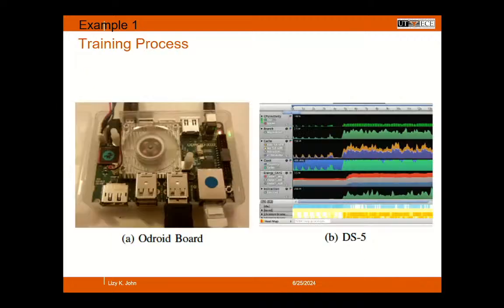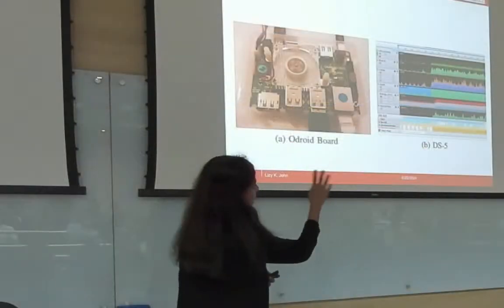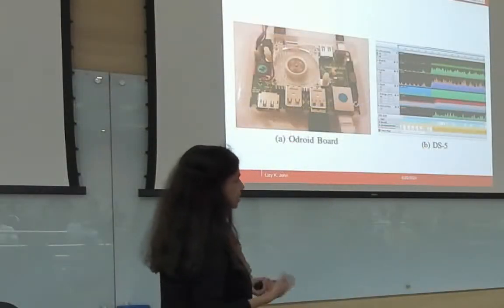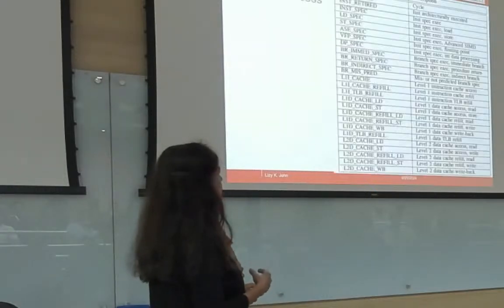We used the non-negative least squares solver in order to find the corrections. So you need to have the features measured. One is the hardware, an Odroid board with the ARM DS-5 measurement tool. With that, we were able to obtain the features.